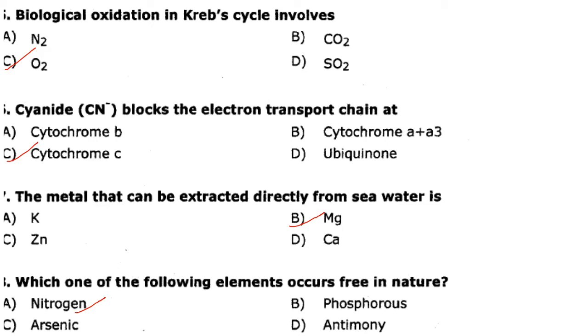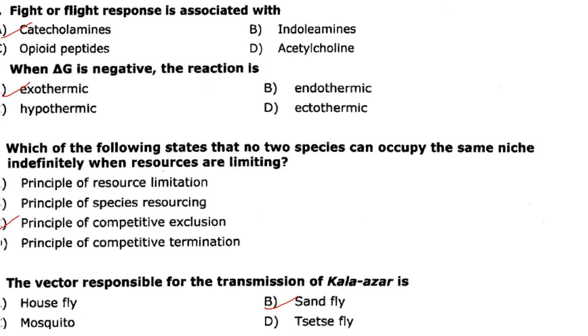Which of the following elements occur free in nature? So the element which occurs free in nature is nitrogen. Option B. Fight or flight response is associated with. It is associated with catecholamines. When delta G is negative, the reaction is exothermic. Answer is option A. Which of the following states that no two species can occupy the same niches indefinitely when the resources are limiting? So this is Gause's law of competitive exclusion or principle of competitive exclusion. So answer is option C.